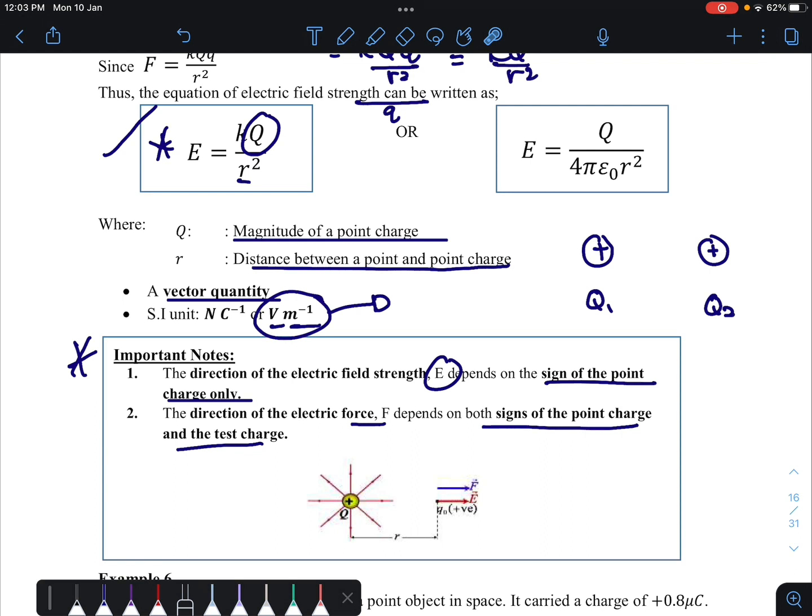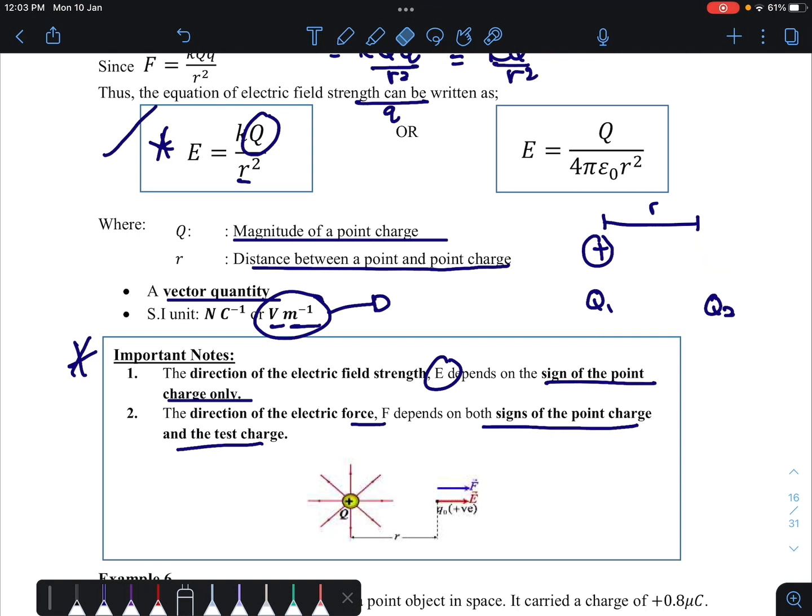Okay, this is how you deduce the direction of electric force. However, bila kita nak deduce direction of electric field strength, E, apa kita buat adalah kita tengok pada point charge punya sifat sahaja. Only focus on the sign of the point charge. Your point charge is positive. So whatever test charge yang kita nak kaji itu berada dekat a certain distance from your point charge on the right.